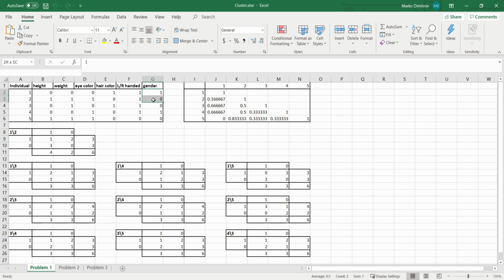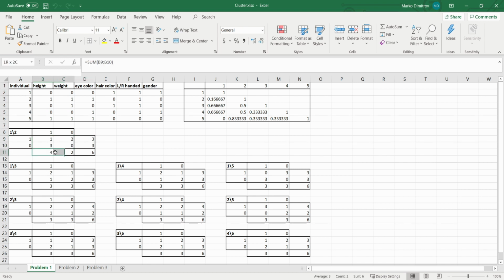1, 0 and 1, 0. So 2. We have 2 of those kind. We have 1, 1 match, and we have no 0, 0 matches between those two individuals. So in that way we can create this contingency table.